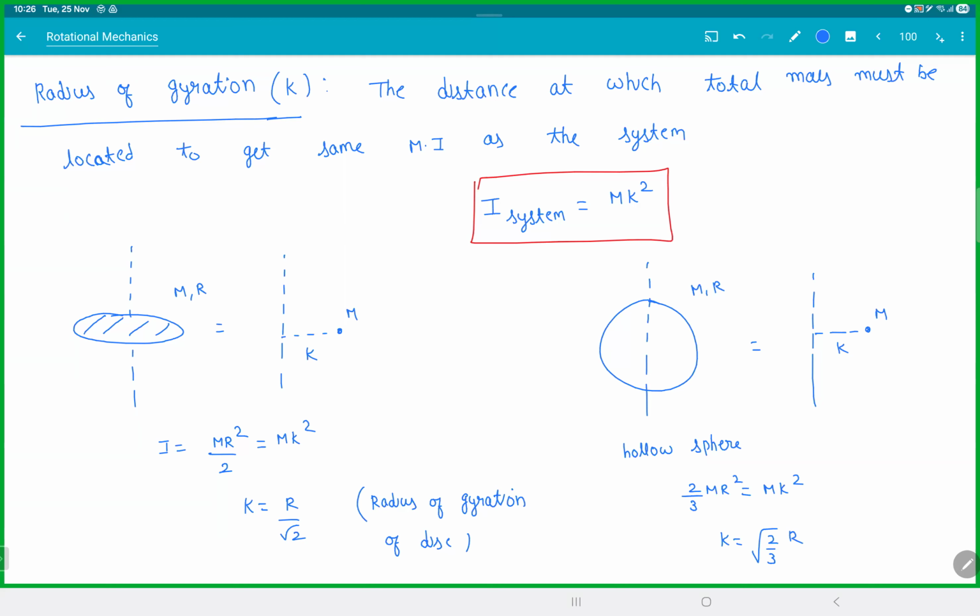Are you clear what is radius of gyration? So if someone asks you in the exam to find the radius of gyration, just find your moment of inertia and set it equal to M k square. Clear? This is more of a convenience so that you need not remember the moment of inertia values when you're doing an experiment in the lab. Any doubts on this? That's your radius of gyration.